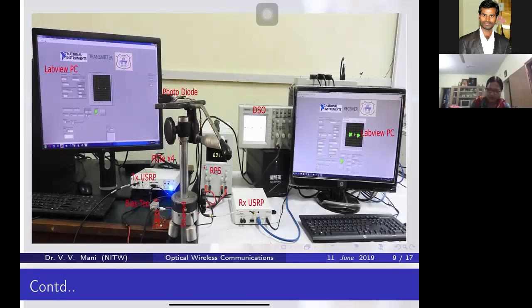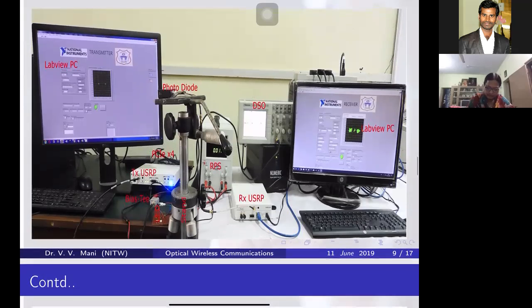One question, ma'am. What about losses? Yes, the same losses you observe in wireless communication are also similar in optical wireless communication, only the devices are changed. In wireless communication we use antennas. Here, in place of antennas, a diode and a photodiode are used. That's the only difference between optical communication and wireless communication.